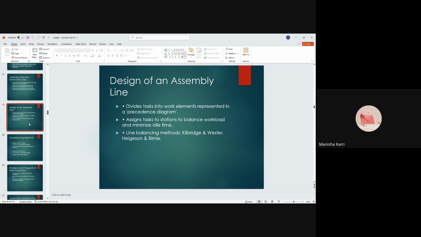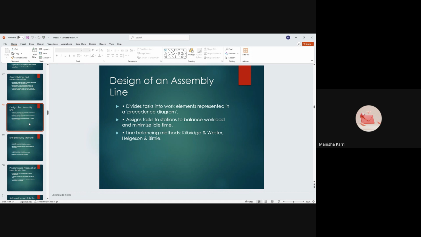And the Helgeson and Birnie method. What does the Helgeson and Birnie method mean? This is also known as the ranked positional weighted method. These techniques are used to assign tasks to workstations based on positional weights, which are determined by adding the time of each task and all subsequent dependent tasks. The main goal is to ensure that tasks with the highest total time, including dependencies, are prioritized to balance the line effectively and reduce bottlenecks. That is nothing but the Helgeson and Birnie method.